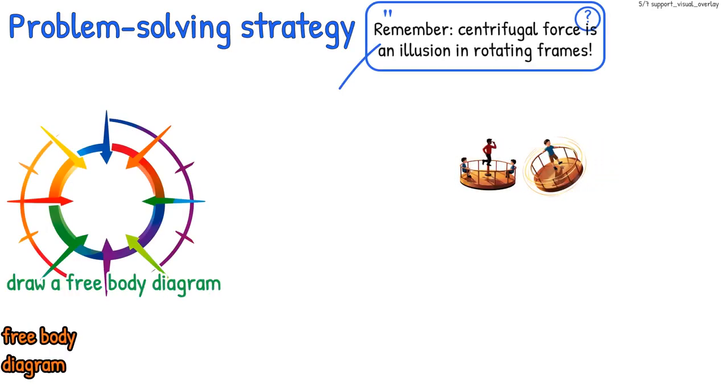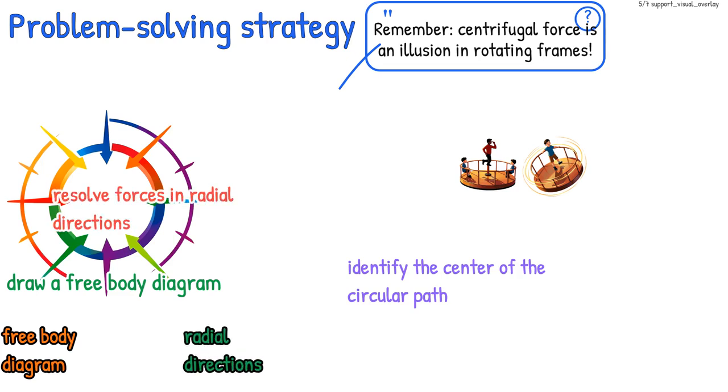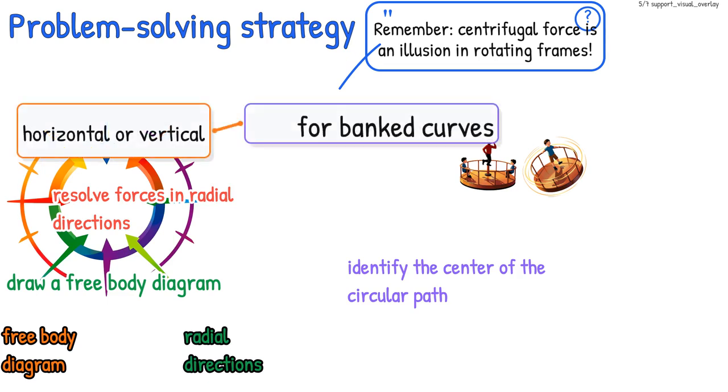Problem-solving strategy includes: draw a free body diagram labeling all forces, identify the center of the circular path, sum force components toward the center and set equal to mv squared over r or m omega squared r. Resolve forces in radial directions, such as horizontal or vertical for banked curves.